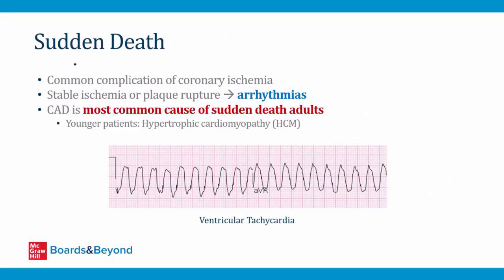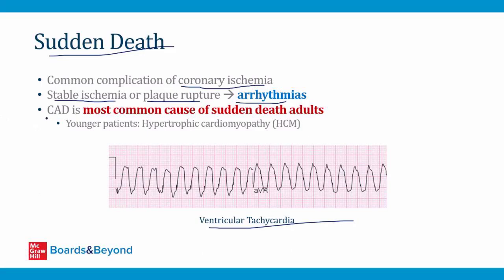The reason that cardiac ischemia is bad, besides the fact that it can cause symptoms like chest pain and other things, is because it can lead to sudden death. This is a common complication of coronary ischemia of any cause. So when patients have ischemia, whether it's stable ischemia that only occurs with exertion or an acute coronary syndrome from plaque rupture, any of these forms of ischemia can lead to arrhythmias, including life-threatening arrhythmias like ventricular tachycardia that can lead to cardiac arrest.